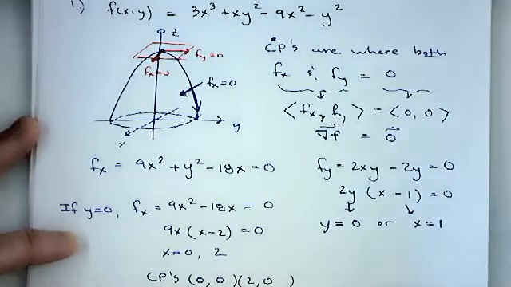By the way, critical points now are going to be an x and a y coordinate, right? In 21a, it was just an x coordinate, but in 21c, it's an x and a y coordinate.